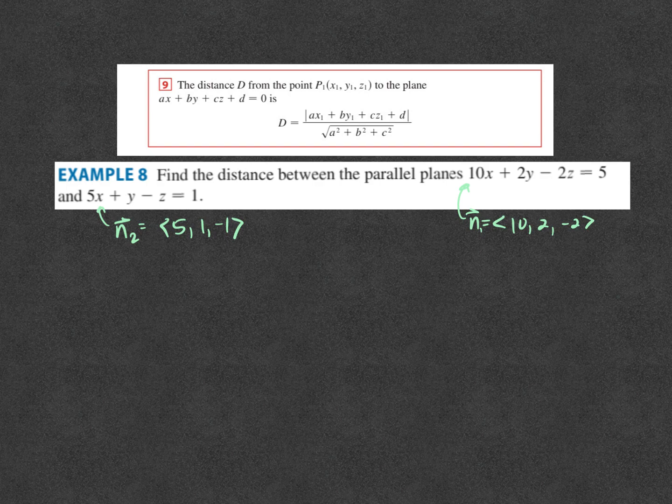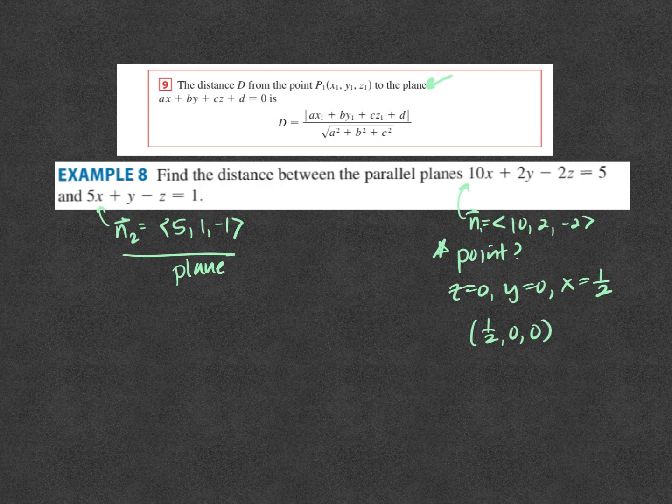So to find the distance between them, we need to find any point on one plane and calculate its distance to the other plane. So let's pick the first plane here. Let's find a point, and then we're going to use this plane here to find the distance from a point P in the plane to a given plane. All right, so when we find a point, as we did before, let's let z equal 0, and then let's let y equal 0. And when we do, we get 10x equals 5, so x equals 1/2. So then we have the point 1/2, 0, 0.